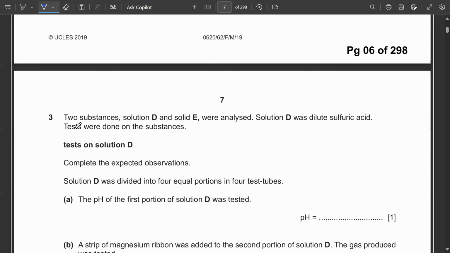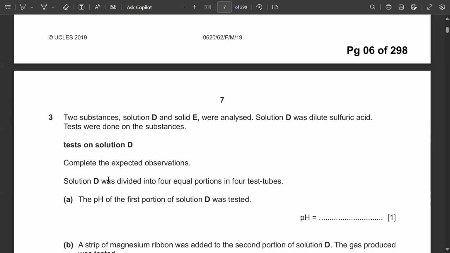Today we shall continue from the last paper which we were doing, Feb March 2019 and second variant. So question number 3 says two substances, solution D and solution E and solid E were analyzed. Solution D was dilute sulfuric acid. Tests were done on the substances. So tests on solution D. Complete the expected observations.